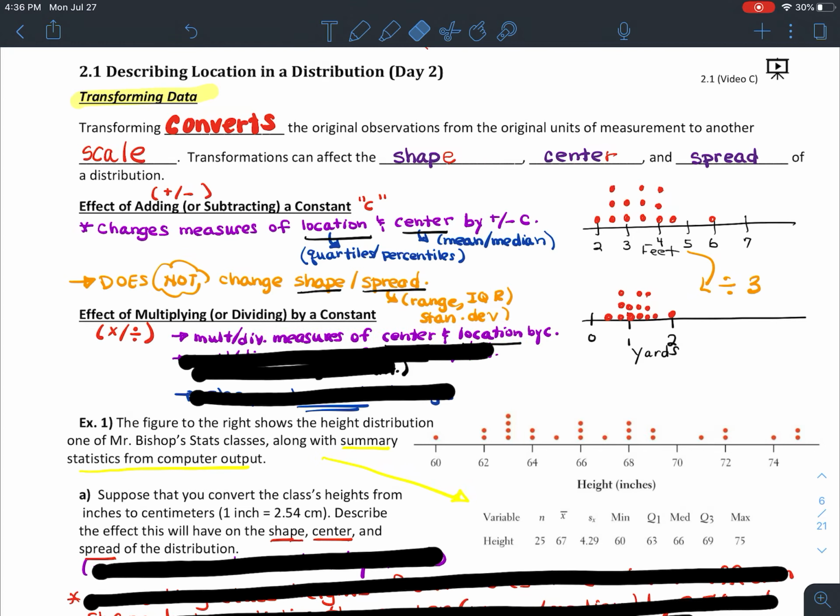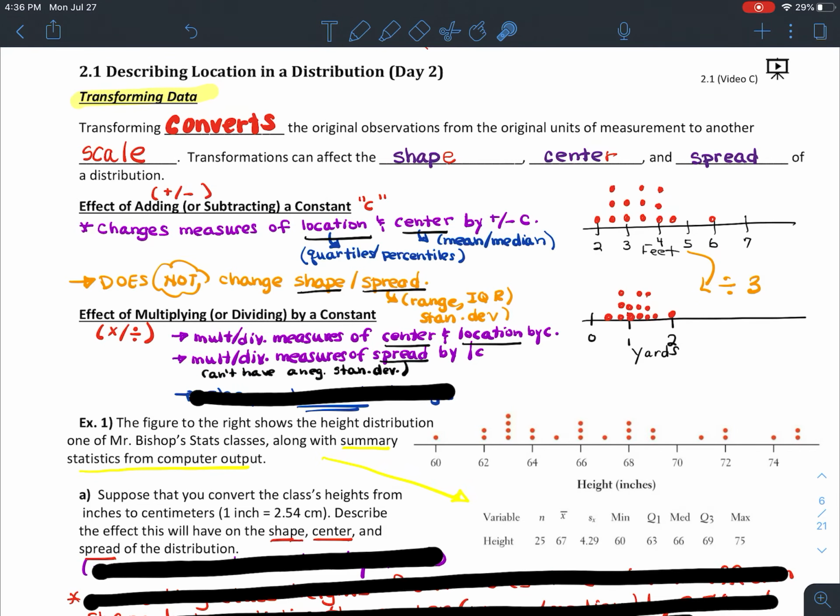Okay, so when you're talking about either multiplying or dividing all the pieces in your data set by a number, what that is going to affect, first of all, is it will most definitely affect your measures of center and your measures of location, just like up here when we added or subtracted. Okay, so whatever the previous center was, you would divide that center, that mean or that median, by 3. That's now the new mean and median for the transformed data set, okay? Now, here's the difference, though.